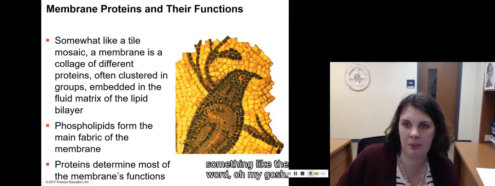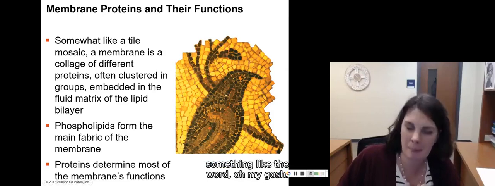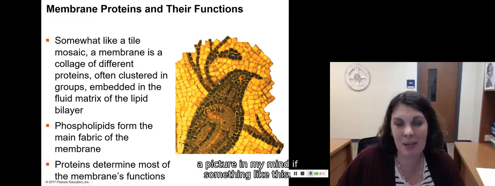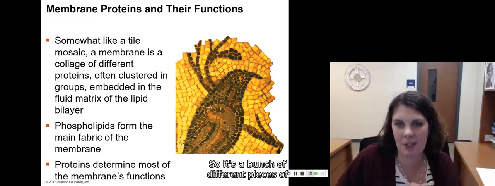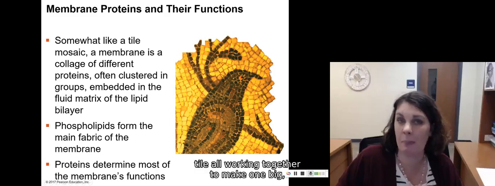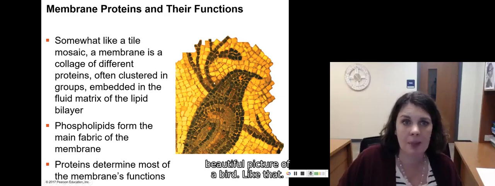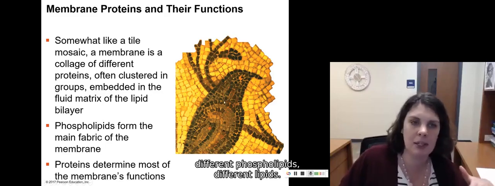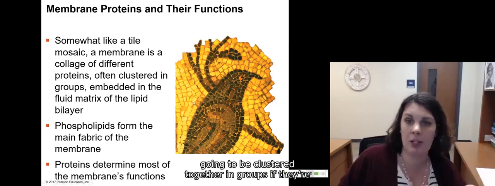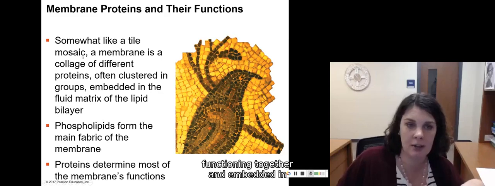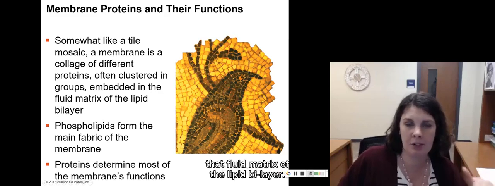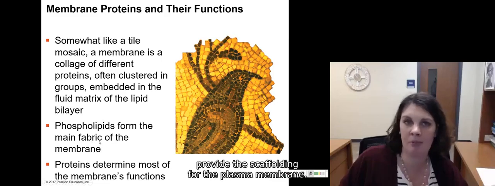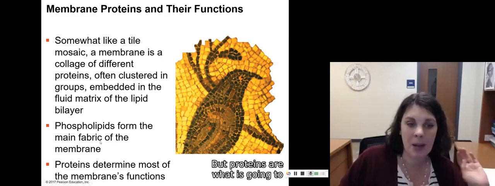The word mosaic paints a picture in my mind of something like this. It's a bunch of different pieces of tile all working together to make one big, beautiful picture of a bird. So like that, a membrane is also a collage of different proteins, different phospholipids, different lipids. Often proteins are going to be clustered together in groups if they're functioning together, and embedded in that fluid matrix of the lipid bilayer. Phospholipids, though, are still the main backbone, that they provide the scaffolding for the plasma membrane.